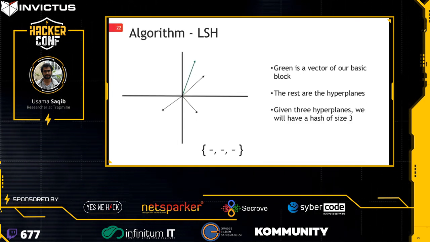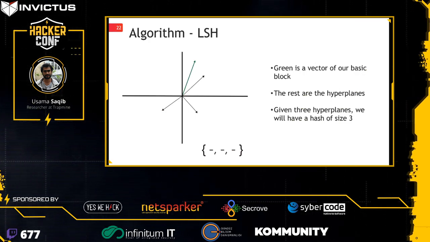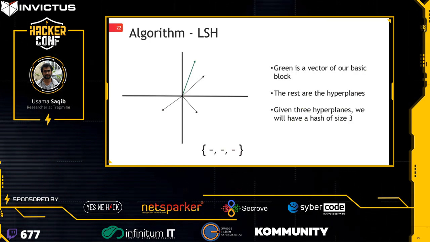Let's go over a brief example covering this so that we may understand what's happening better. In the graph represented over here, we're dealing with a two-dimensional vector space. The green arrow represents the vector of our basic block, and the three black arrows represent our hyperplanes. Since we have three hyperplanes, the hash we will compute will be 3 bits long.